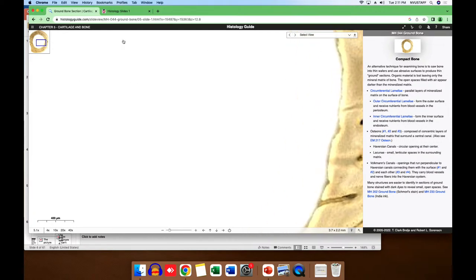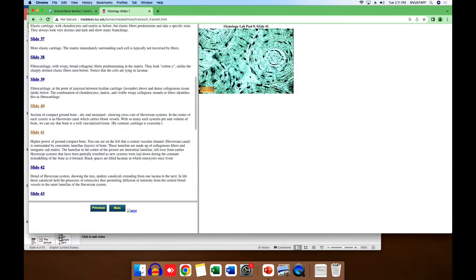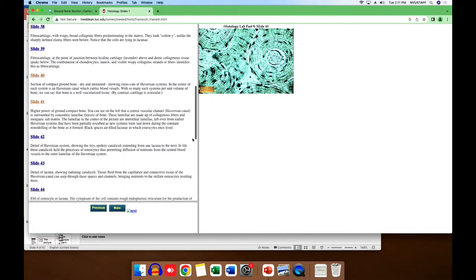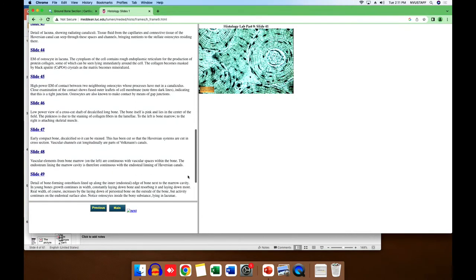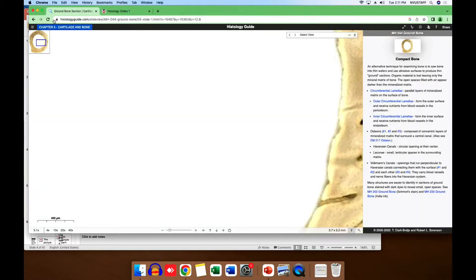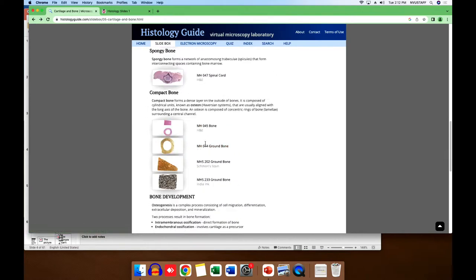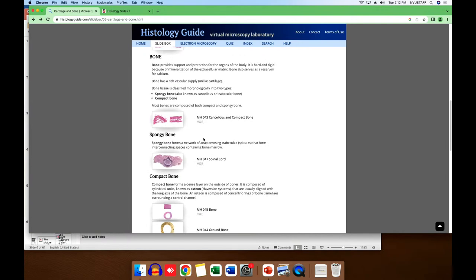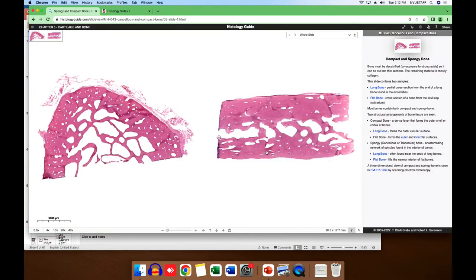I don't know if they have this, or maybe they have a higher power of ground compact bone. Look, this is ground compact bone, and maybe the cancellous bone is also visible here. Low power bone cross-section. No, not here. Okay. What about the ground bone? Ah, look. So this is compact bone. These are part of long bones, and this is part of flat bones.